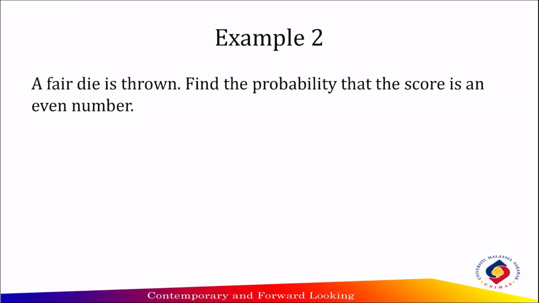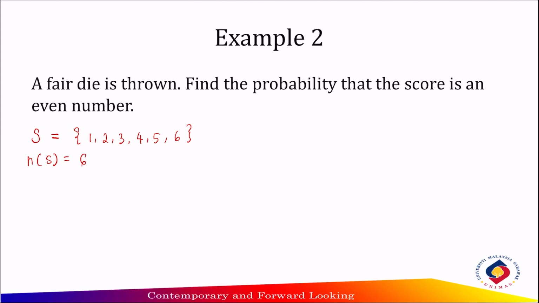Now let's look at example 2, where a fair die is thrown. Find the probability that the score is an even number. For this question, you have to make sure you don't get confused about what is an even number and what is an odd number. So for the solution, we know that for a die, for the sample space, we will have 1, 2, 3, 4, 5, 6 as our outcomes. Hence, the number of outcomes for the sample space is 6.